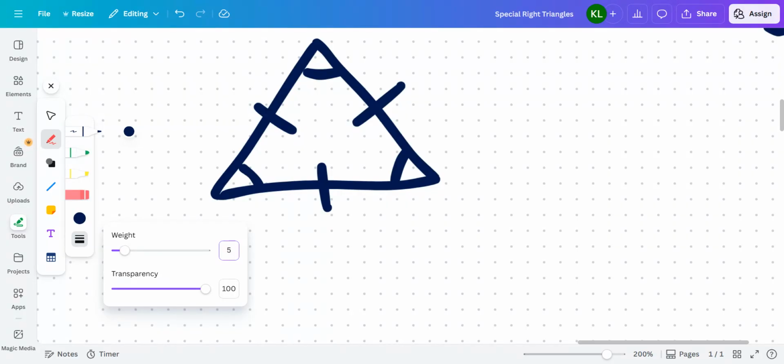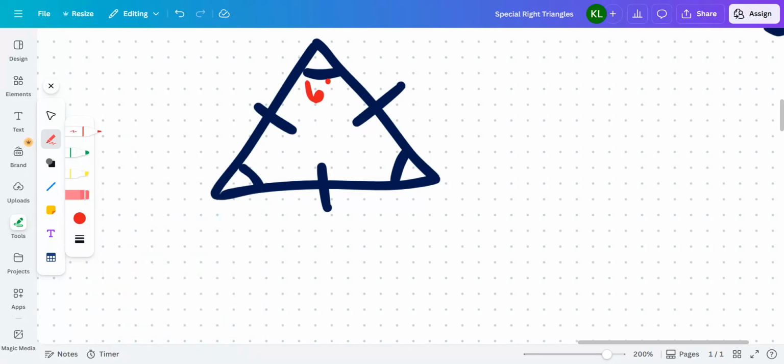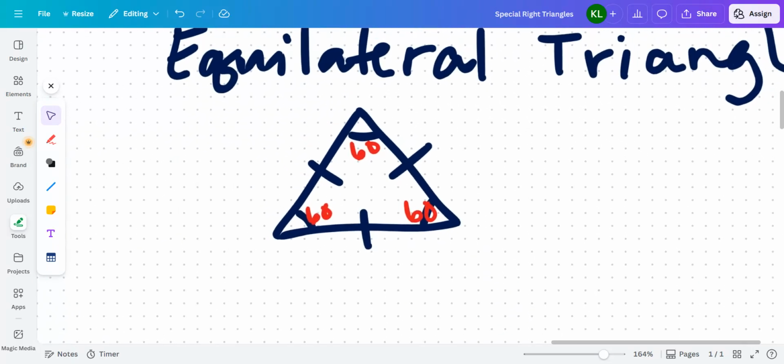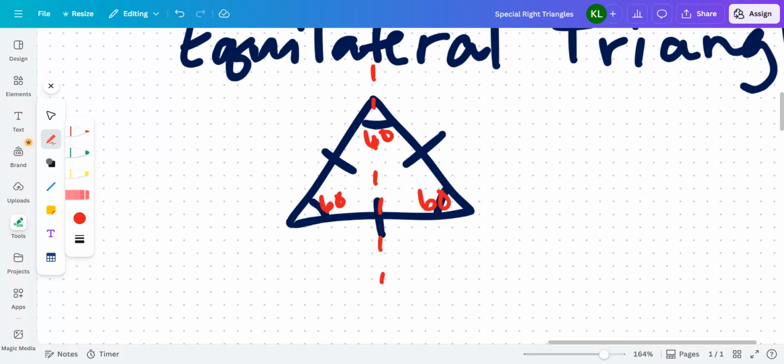Let's do 5. But if we have an equilateral triangle, then we know that each of these interior angles has a measure of 60 degrees. It just has to be so. Now here, this gets cut in half, just like we did with that square. So I'm going to drop an altitude. And if I cut this in half, this altitude is going to be perpendicular to the base. So I'm going to end up with a 90-degree angle here.